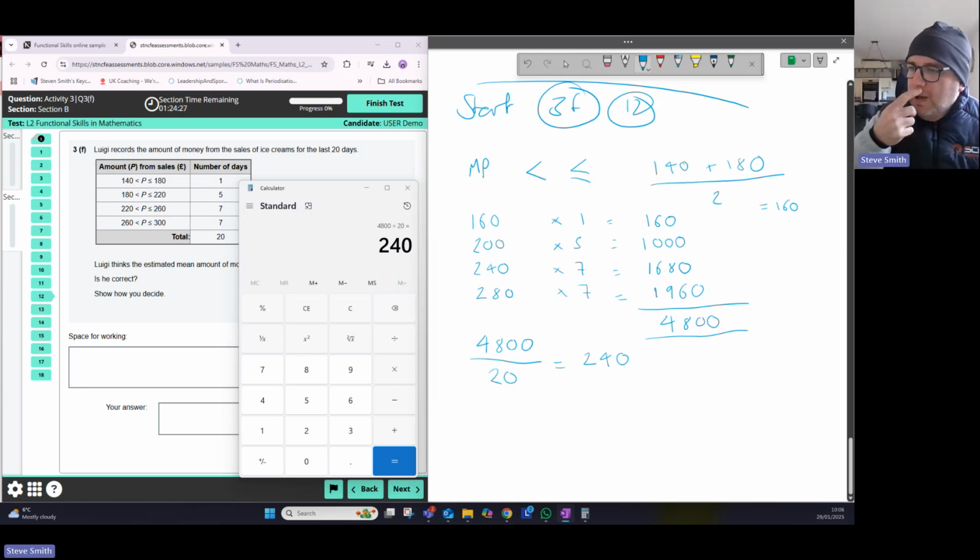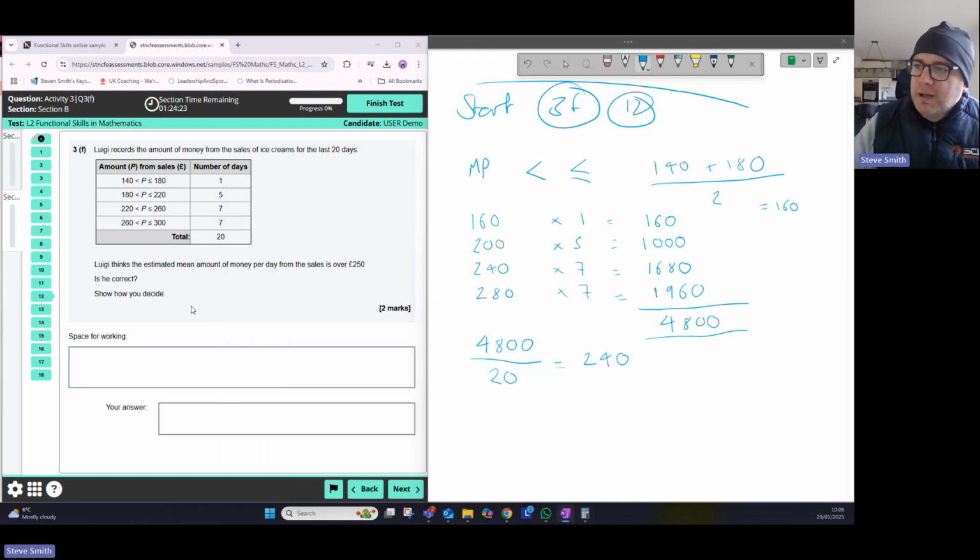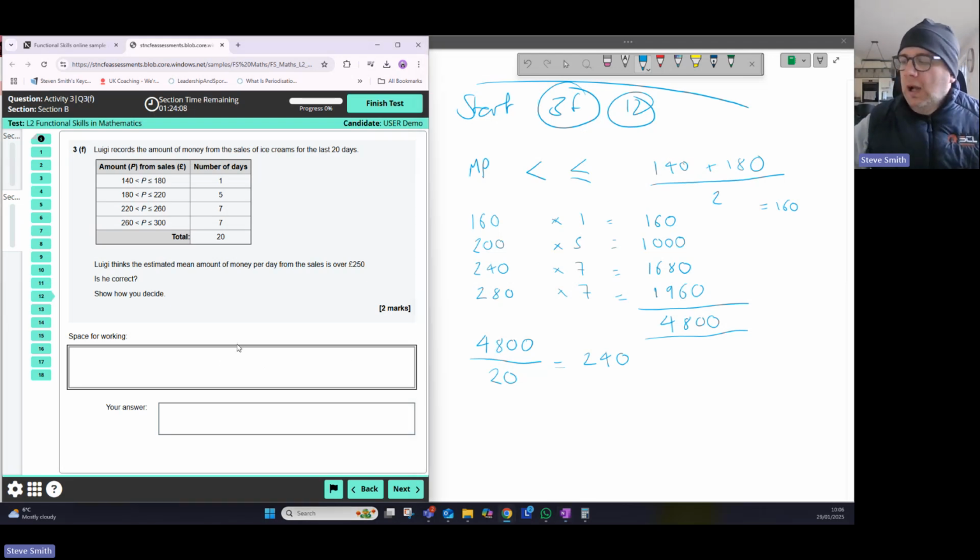And now we've done that, that's our frequency, our average estimated mean amount of money per day. Luigi thinks it's over 250. Is he correct? No, because 240 is not over 250. It's quite clearly under.